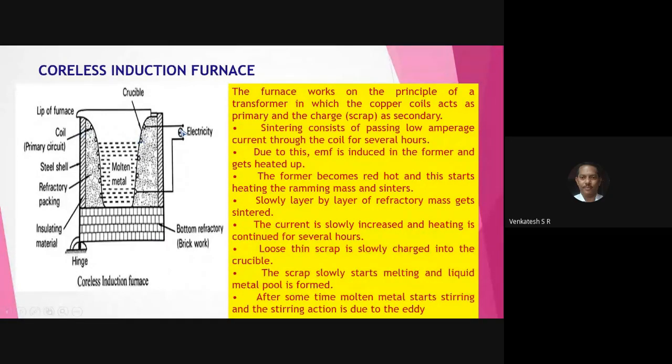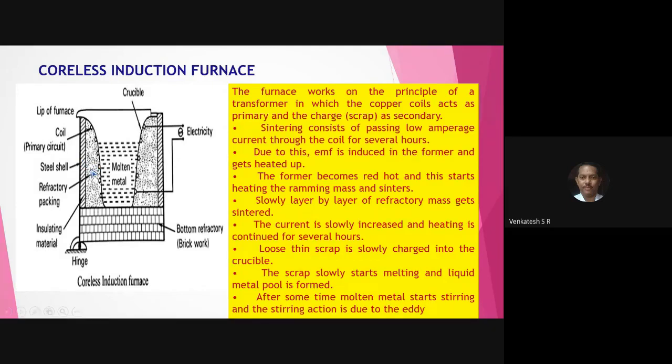Write down the rough diagram of a coreless induction furnace, and all of you observe and listen. This looks like a trapezoidal container. In that there will be a primary coil, you can call it a primary circuit, on which there will be a steel shell. Between the crucible and the steel shell, there will be a refractory packing.